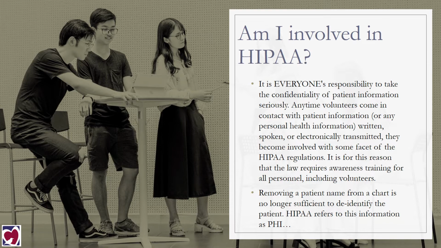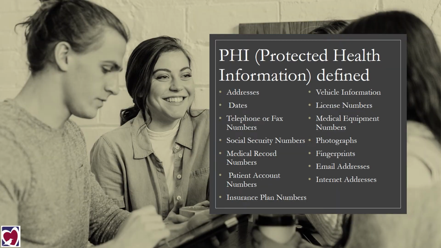Removing a patient name from a chart is no longer sufficient to de-identify the patient. HIPAA refers to this information as PHI. PHI includes much more than your name. PHI, or Protected Health Information, includes addresses, dates, telephone or fax numbers, social security numbers, medical record numbers, patient account numbers, insurance plan numbers, vehicle information, license numbers, medical equipment numbers, photographs, fingerprints, email addresses, and even internet addresses.